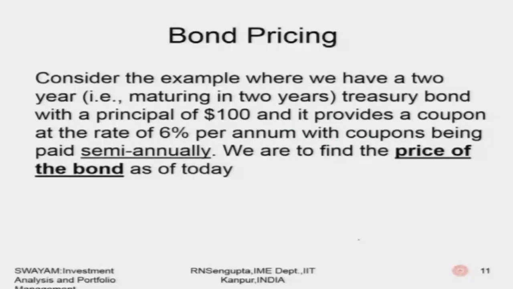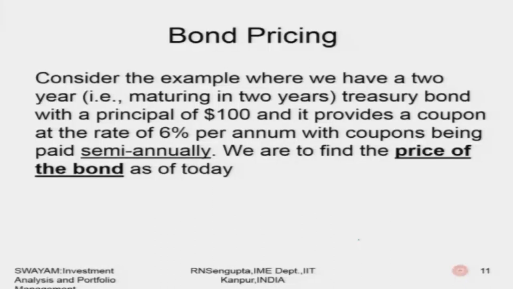Now, continuing this problem, the information set for the problem is not over. It says to consider the example where we have 2-year maturing treasury bonds with a principal value of 100, and it provides a coupon at the rate of 6% per annum with coupons being paid semi-annually. We have to find out the price of the bond as of today.